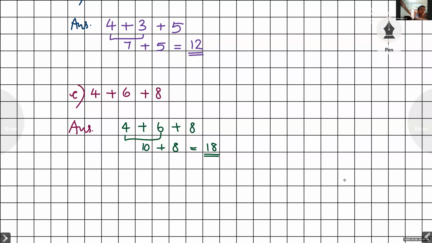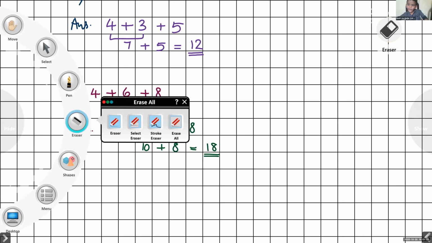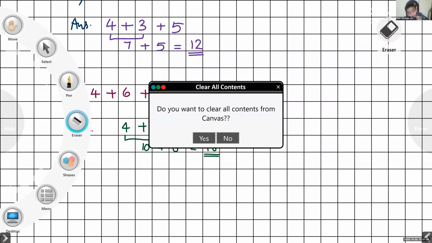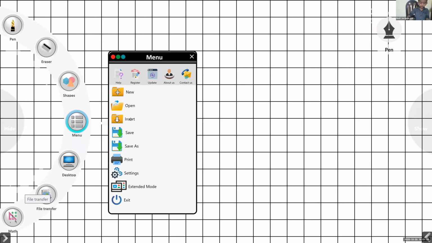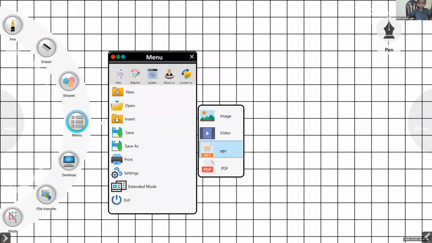Ma'am, what is the page number? Page number 20. And we can write. Ma'am, we can write in the workbook. That we will discuss now. The same page number I will take here also.